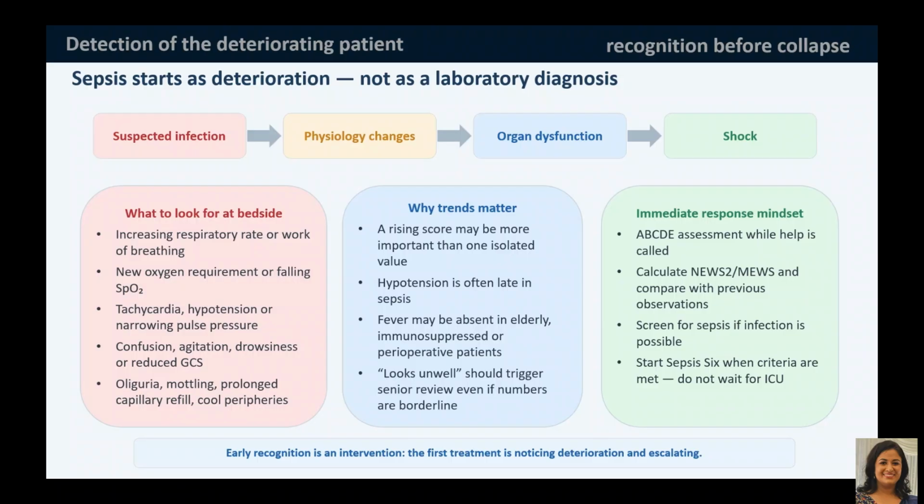So what is your immediate response? Your ABCDE has to be assessed, and then you use your screening scores like early warning scores. I will go into those later, and also screen for sepsis.